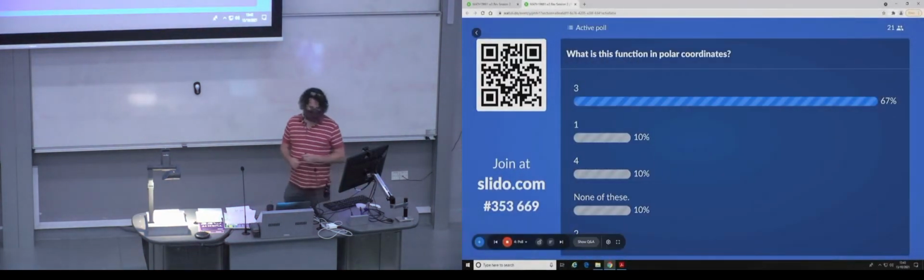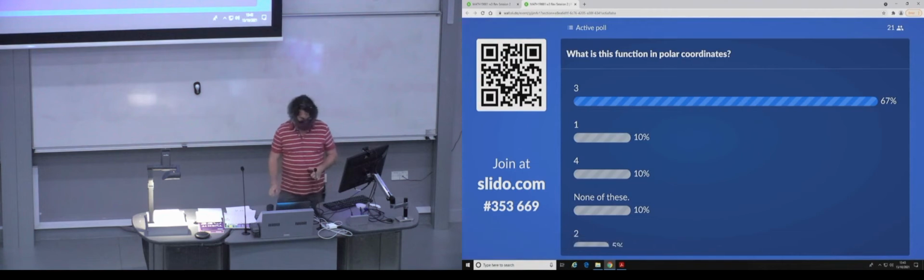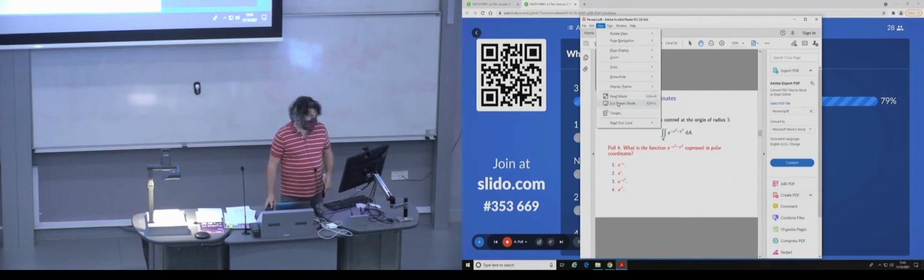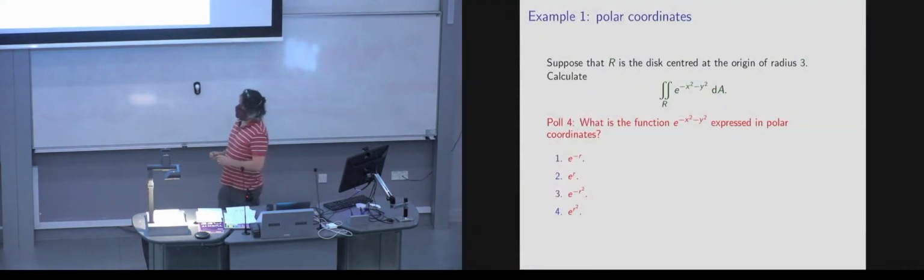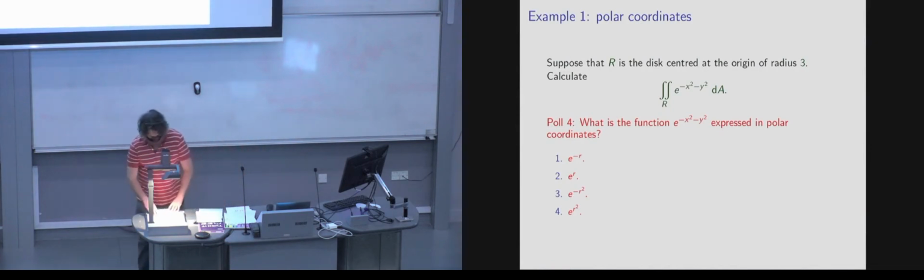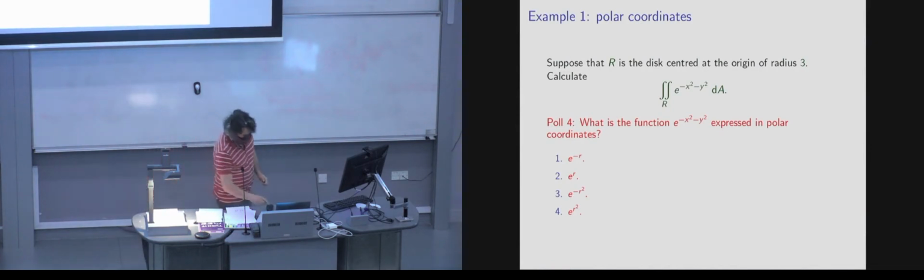All right, I think that's long enough. I'll show you the results. Option 3 is the most popular one, and that is the correct answer: e to the negative r squared. So good job if you chose option 3. This function expressed in polar coordinates is e to the negative r squared. And if you're unsure about that, let's explain it.